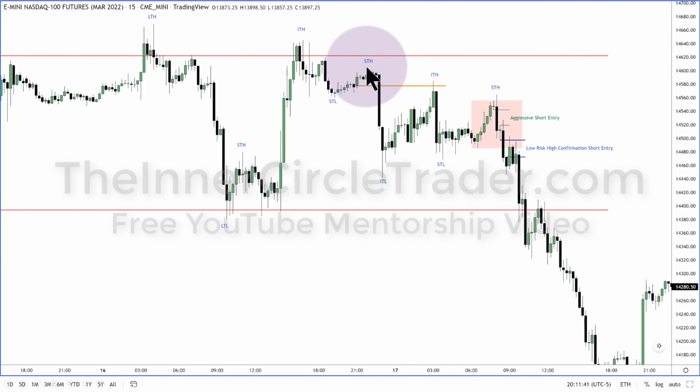So intermediate term highs, there's two classifications. It is a short-term high that has a lower short-term high to the left of it and a lower short-term high to the right of it. Or, and this is the main one here, it trades back up to rebalance an imbalance. That immediately becomes an intermediate term high.